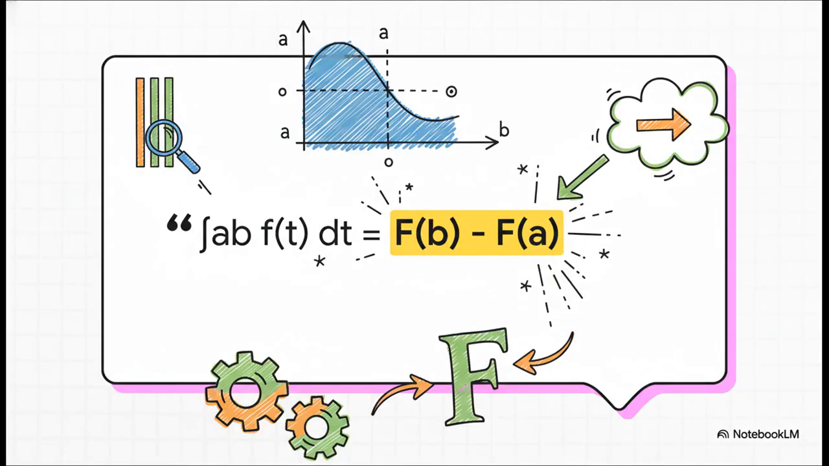This equation right here is the answer. It's the fundamental theorem of calculus, and it is a jaw-dropping, game-changing shortcut. It says that to find the exact area under a curve from point A to point B, you don't have to sum infinite rectangles at all. You just need to find a new function, we'll call it capital F, whose slope, or derivative, is your original function. Then you just subtract its value at A from its value at B, and that's it.